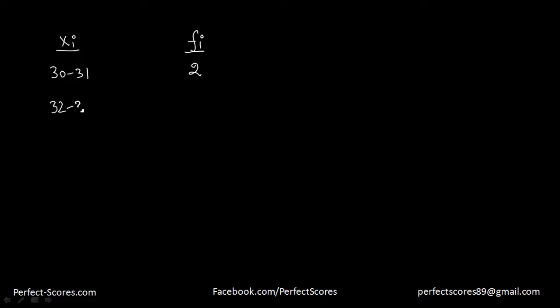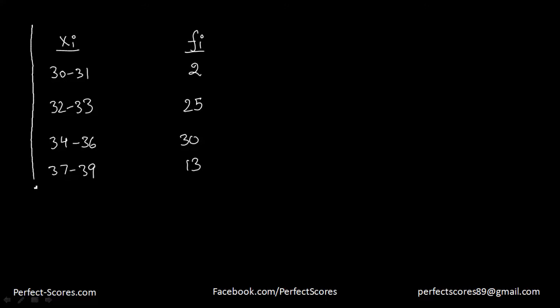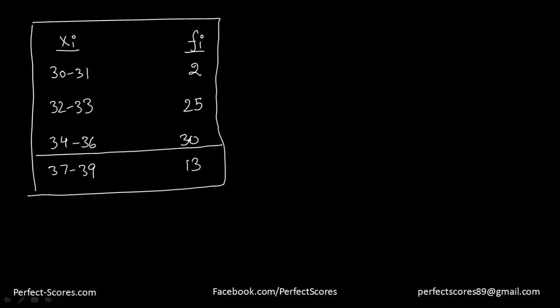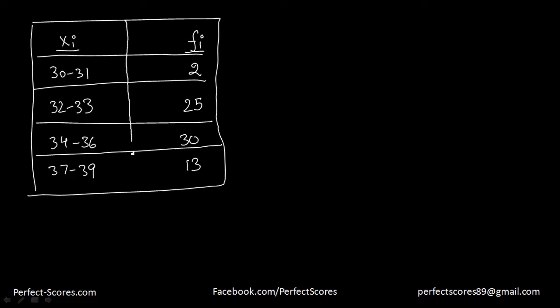Then you have 32 till 33, which has a frequency of 25. Let's say we have 34 to 36, which has a frequency of 30, and we have 37 to 39, which has a frequency of 30. Now let's suppose this is our grouped data, right? I suppose you've understood the meaning of frequency and these values, because that's very important. So 2 means this occurs 2 times, 25 means this occurs 25 times, 30 means this occurs 30 times.